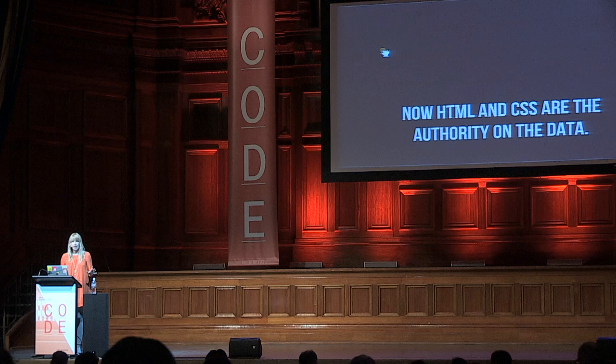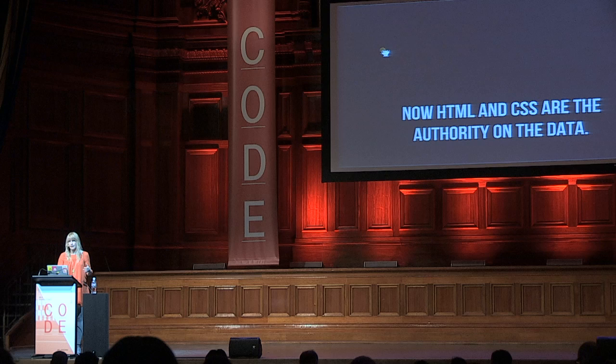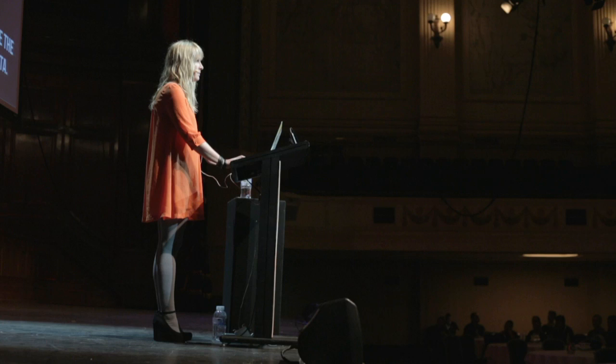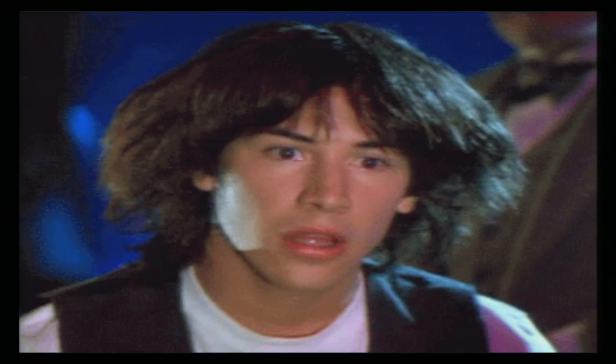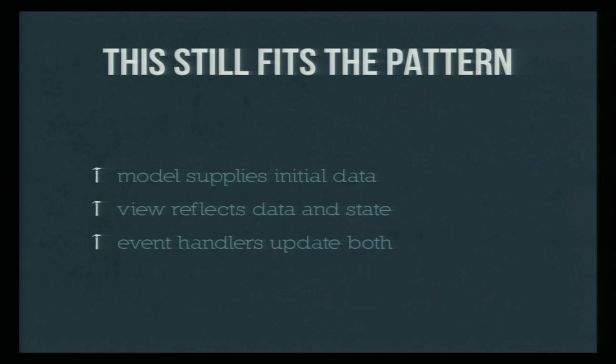JavaScript didn't control that. The user did it, and the DOM allowed it. And so the most current information now about this dot and its only two properties comes from somewhere else. It's not JavaScript. So I think that's a little mind-blowing. But it still fits the same pattern, right?